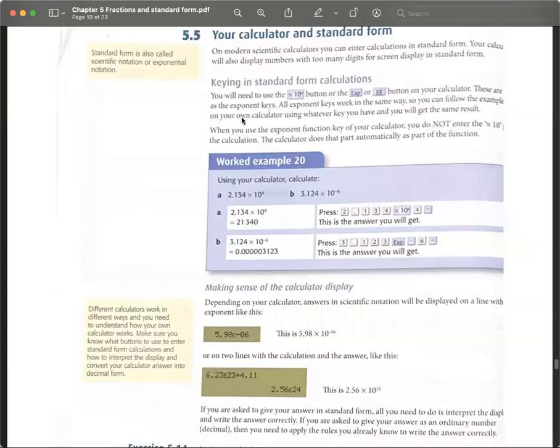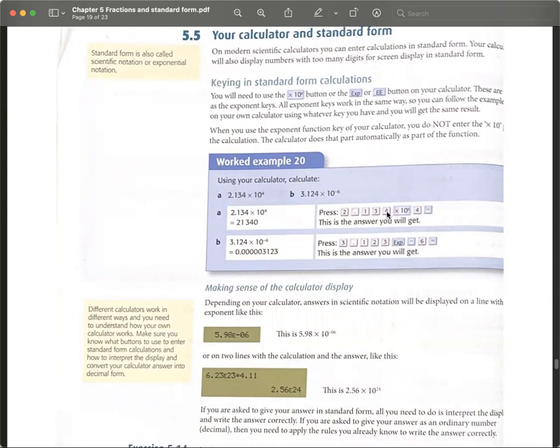Exercise 5.14, you need to use your calculator to write the standard form. So normally when you write your standard form, it is 2.134 multiplied by 10 to the power of 4. Instead of writing it like that, you can type in your calculator by typing 2.134 EXP, the button beside, in between answer and decimal point, and then you write number 4, then you press the equal sign.